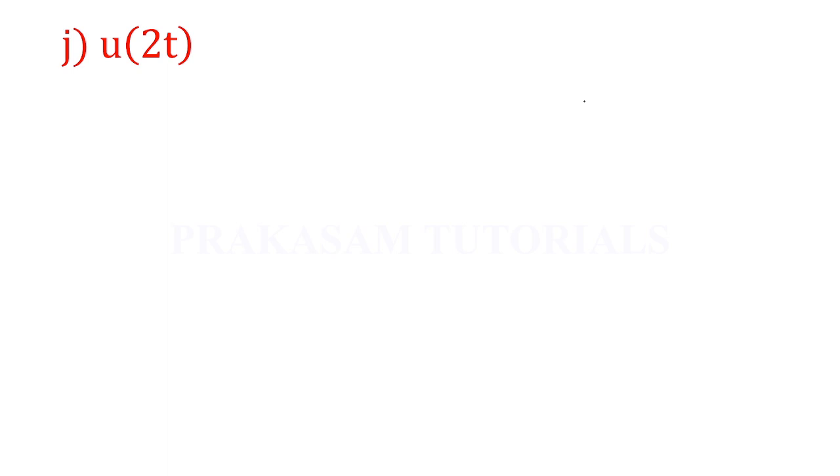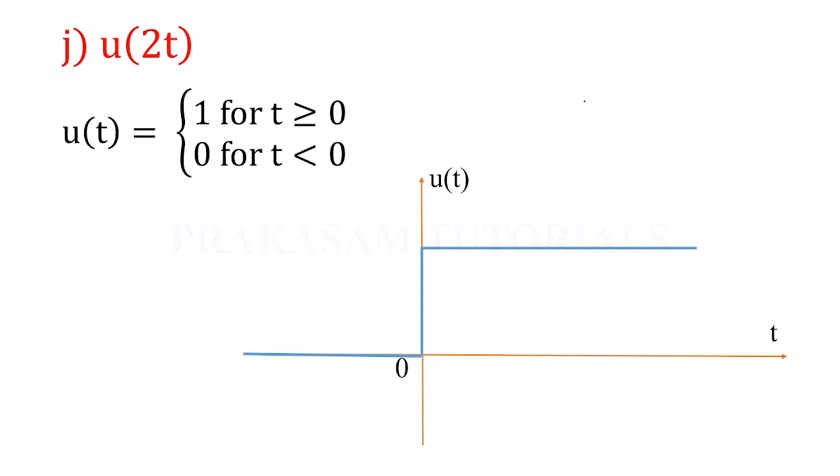The next one is u of 2t. In a similar manner, u of 2t. So this is the definition of the unit step signal. So using that definition, u of 2t is equal to 1 for 2t greater than or equal to 0. So this 2 is going to the RHS. We have t greater than or equal to 0 by 2. So 0 by 2 is 0. So t greater than or equal to 0.